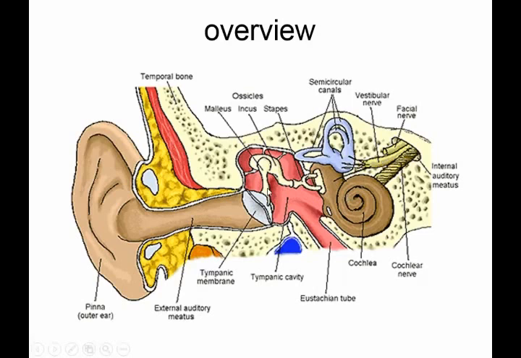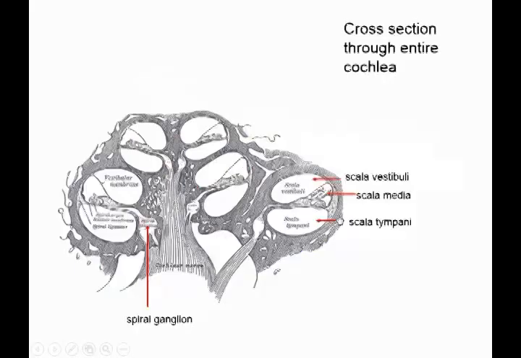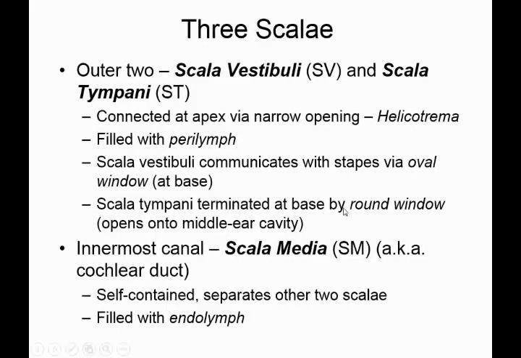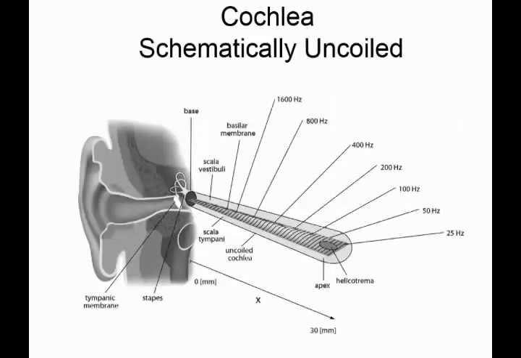The scala vestibuli communicates via the stapes, via the oval window. Let's go back and show you the better picture. That's probably the best picture. This is where the stapes sits on, and underneath is the oval window. So obviously this thing is filled with fluid, and this is a cavity, so you can't have holes in it. It needs to be closed to the environment, and the closure happens with two membranes. One of the membranes is underneath here, that's the oval window, and the other one is this one here, called the round window. We'll see in a second what that is for.